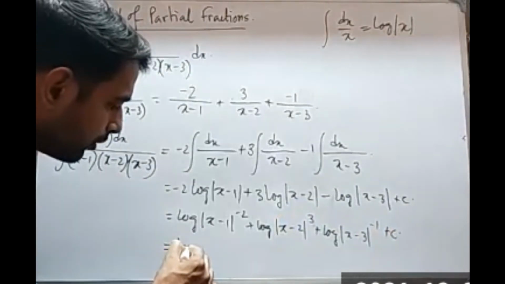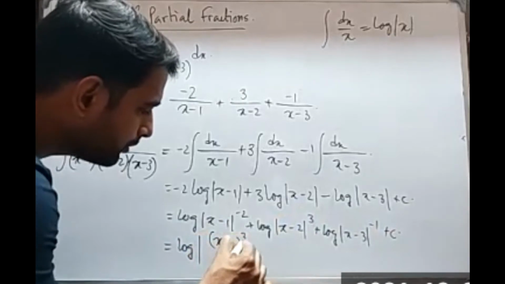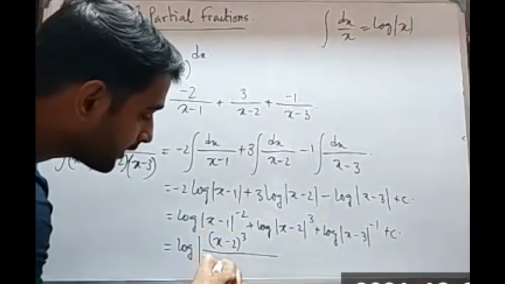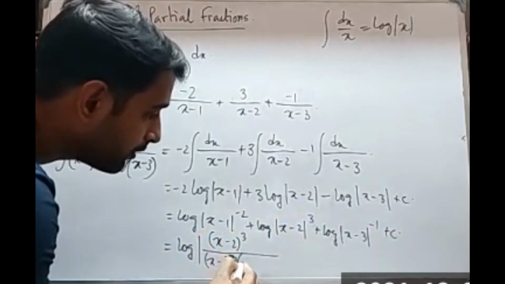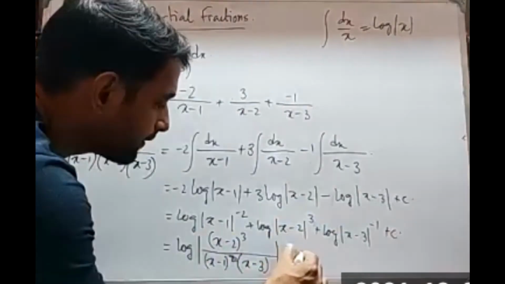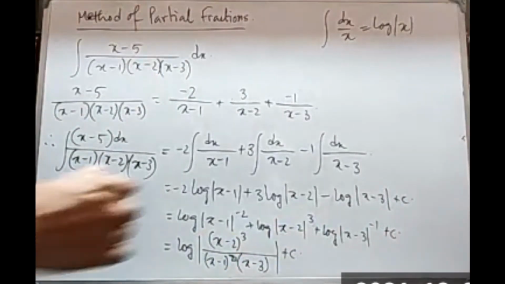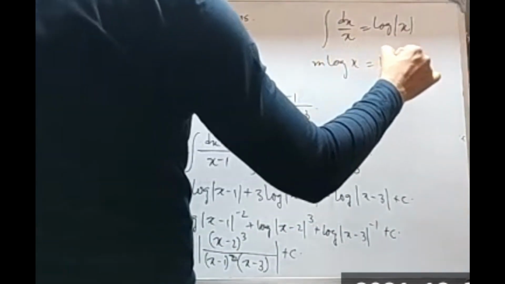So log of mod (x minus 2) whole cube divided by (x minus 1) whole square into (x minus 3). Sir, how is the power coming, sir? Can you explain? The property of log, power term: m log x equals log of x to the power m.